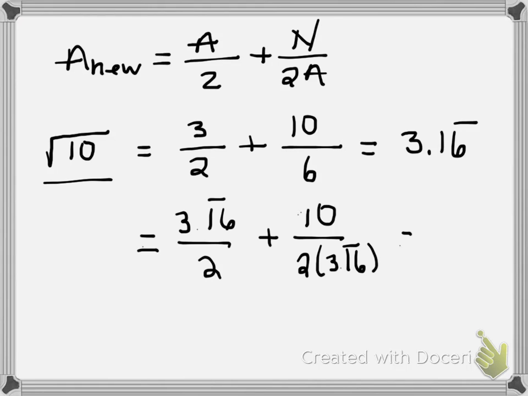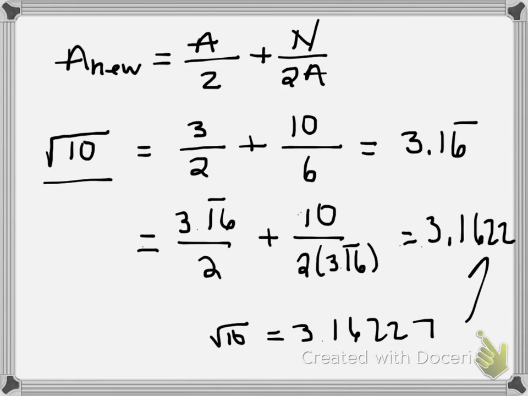So I'm going to use that in my calculator. I'm going to take the number divided by 2 plus 10 divided by 2 times 3.16 repeating. And I get 3.16228, and it keeps going. Now, if I were actually just to take the square root of 10 in my calculator, I get 3.16227. Look at how close we are. And really, if we've been practicing our mental math the whole time, most of these calculations should be pretty easy. So let's try another one.